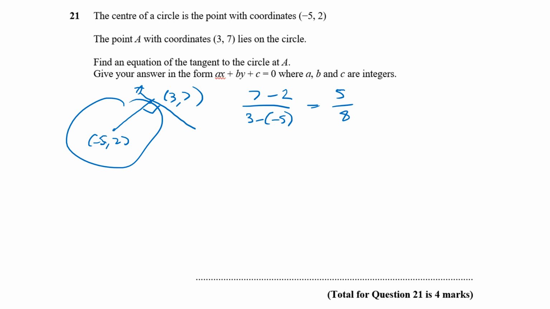The gradient of the tangent is the perpendicular gradient. A gradient times its perpendicular gradient should equal -1. It always equals -1. So if I multiply both sides by 8 and divide both sides by 5, I get my gradient being -8/5. In other words, the negative reciprocal of the other gradient. And it goes through the point (3, 7).